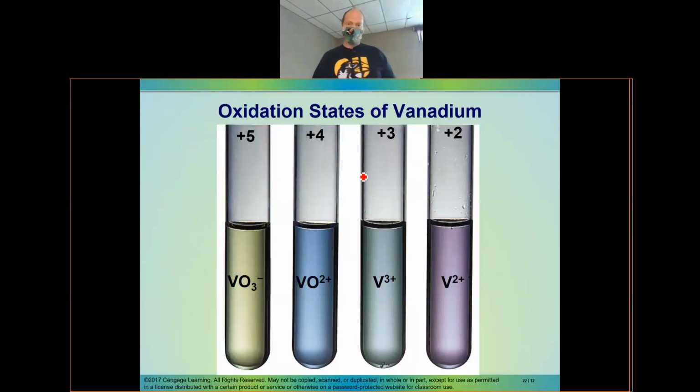All right, so here are 4 oxidation states of vanadium. If you calculate the oxidation state, you will get a +5 here because oxygen is -2, so that's -6. This has to be a +5 in order to give an overall -1. This is your +4 oxidation. Again, oxygen's -2. The vanadium has to be +4 in order to give an overall charge of +2. Vanadium +3 in solution is +3. Vanadium +2 in solution is +2. And note the different colors for the different oxidation states of your vanadium.